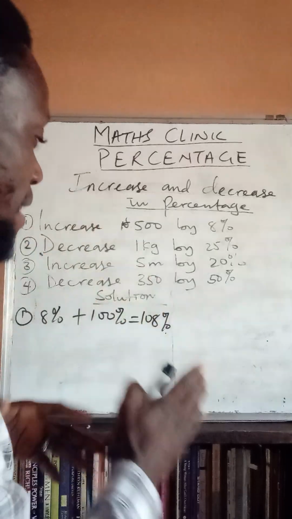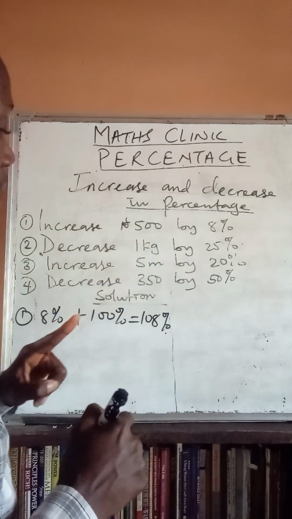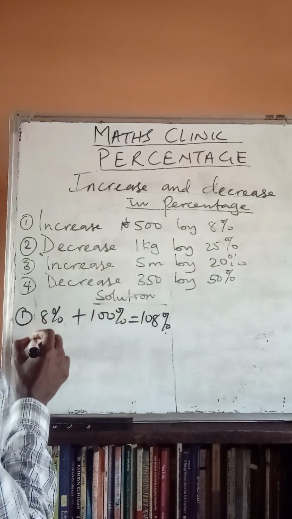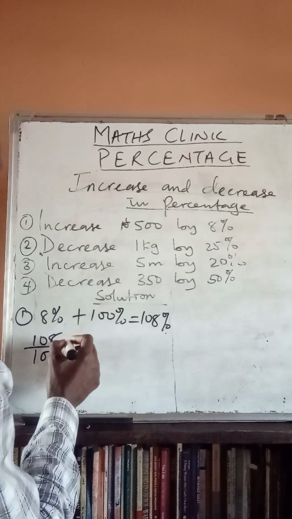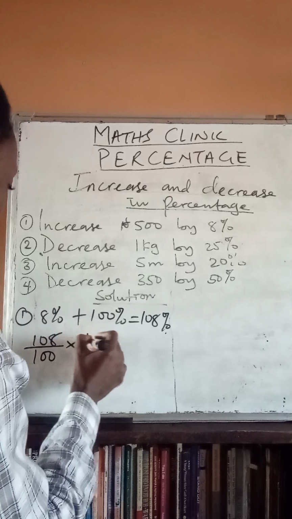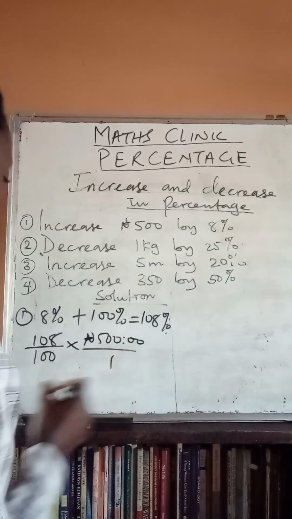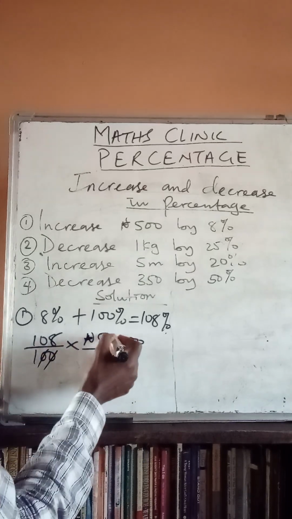Remember, any number carrying the percentage sign is that number all over 100. So here we have 108%, which means 108 all over 100 times this 500 naira, all over 1. So what is common? 0 is common. 0 will cross 0, 0 will cross 0.